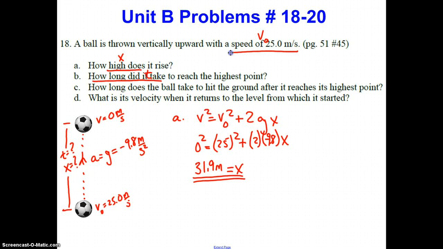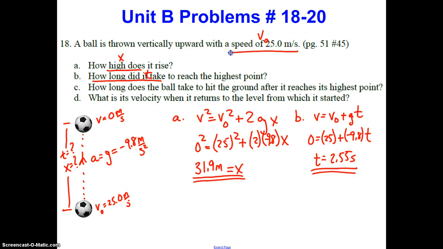For B, how long did it take? We're looking for the time. We have v0, v, and a, so it looks like we could use v equals v0 plus at. Once again, we can change the a to a g. 0 equals 25 plus negative 9.8 times t. Solve for t. Go ahead and do your calculation. 2.55 seconds. So that's our answer to B.